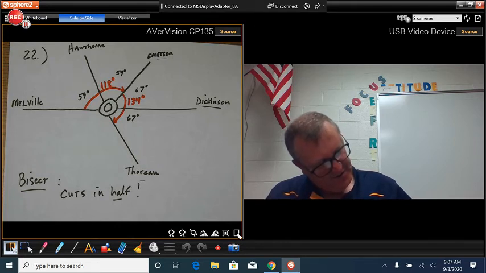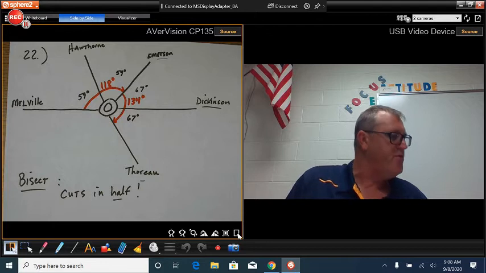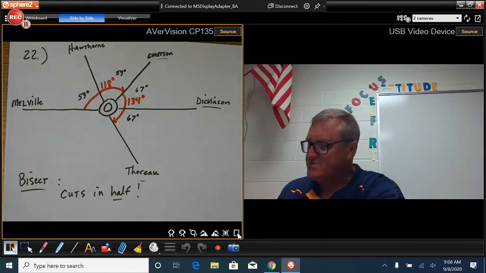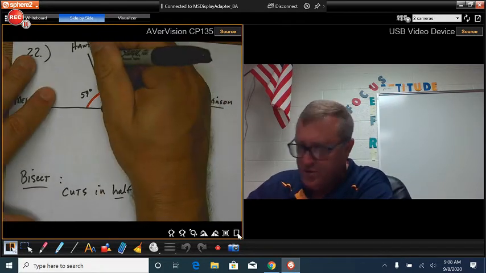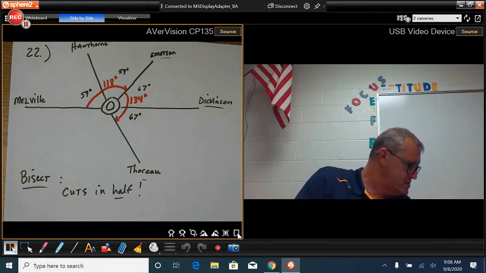Okay, so I don't think there's any more we got to figure out with that. Now it says, what is the measure of the angle formed by Hawthorne Lane and Dickinson Drive? Okay, where are we going here? So let's get a different color. Just because.